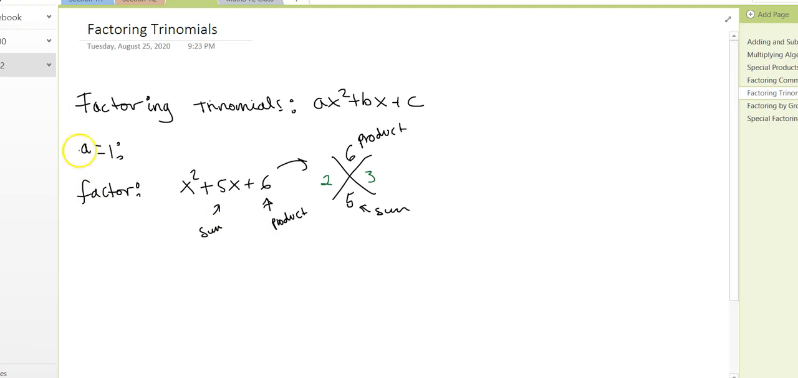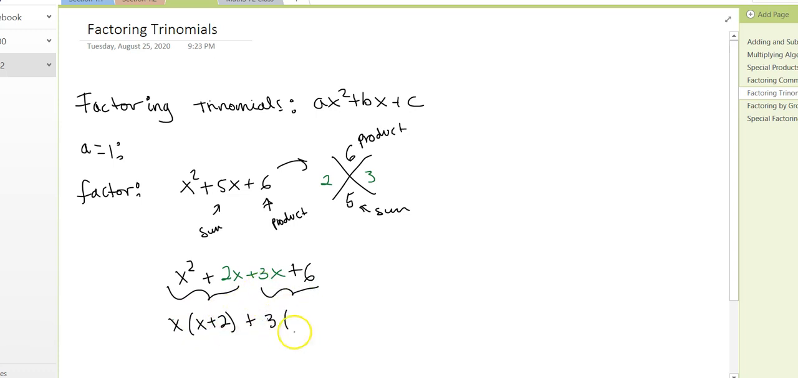So when we factor this, we can say this is x squared plus 2x plus 3x plus 6. And from here, we can factor by grouping. I look at the first two terms and I can take out an x, going back to our greatest common factor, and I'm left with x plus 2. Plus, from these two terms, we can take out a 3, and we're left with x plus 2. So now my GCF is x plus 2.